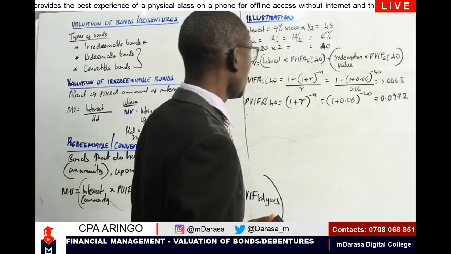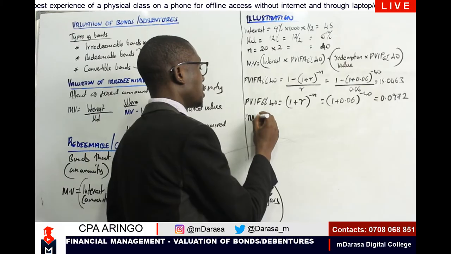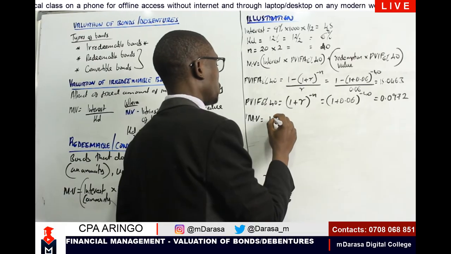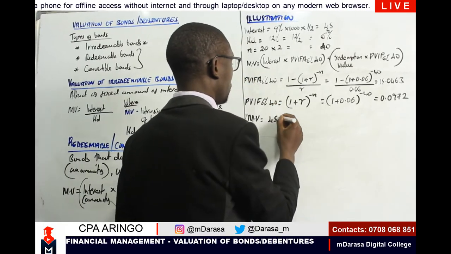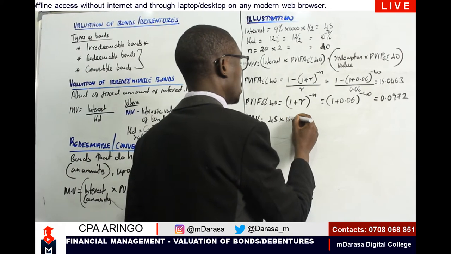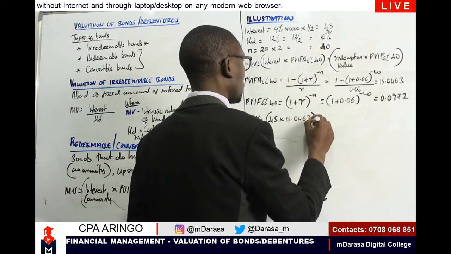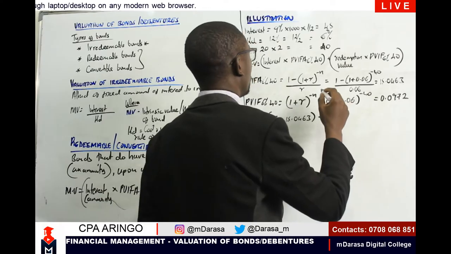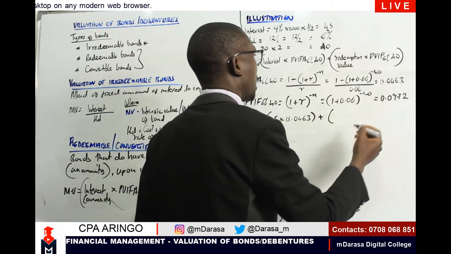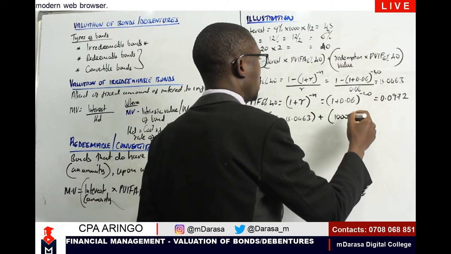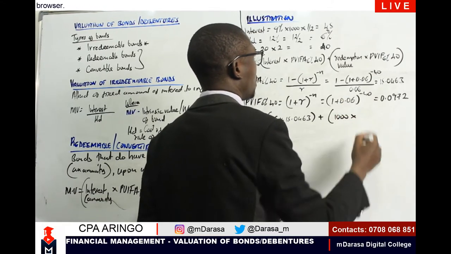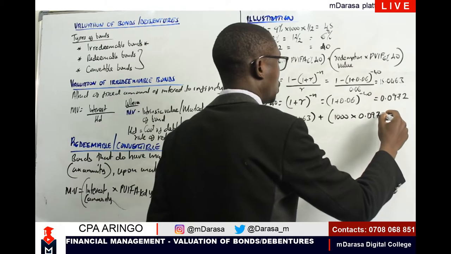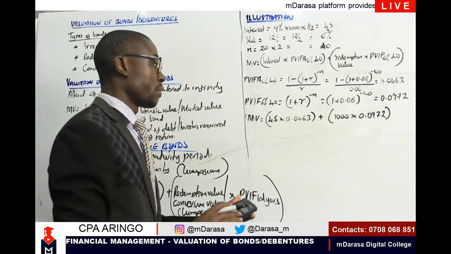So solving for our market value, in this case, our market value would be the interest that we've determined, that is of course 45, multiplied by 15.0463. We add the redemption value, which in this case is the par value, 1,000, multiplied by the present value interest factor, 0.0972. So that should give us a figure of how much, my good students?